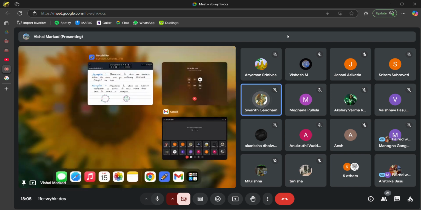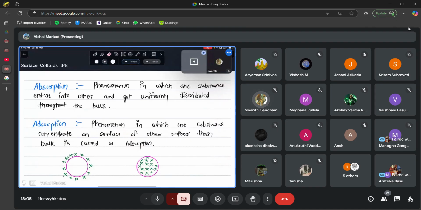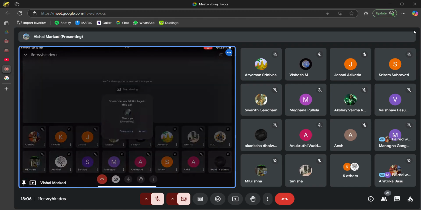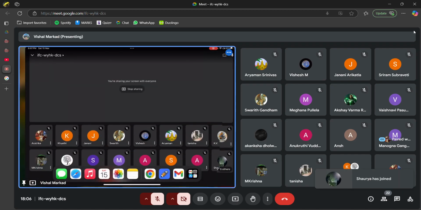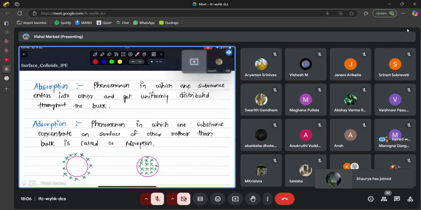So that's what we have first, absorption. What is the definition of absorption? The phenomenon in which one substance enters into the other and gets uniformly distributed throughout the bulk. The sponge ball is an example. Water is entering into the sponge ball and it is uniformly distributed. That is absorption.